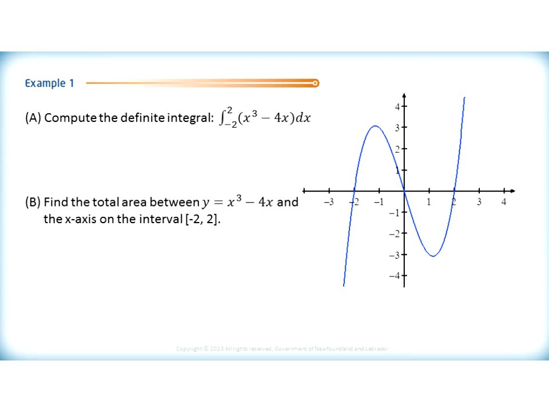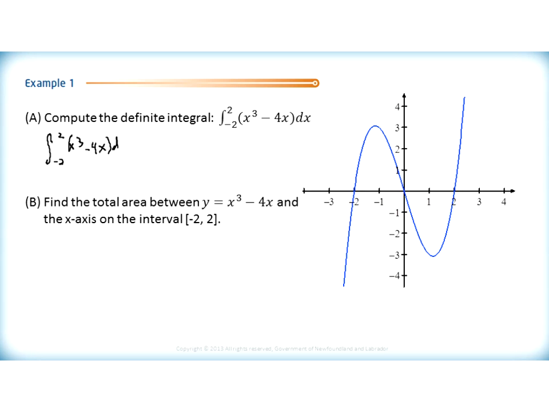Example 1, compute the definite integral. So we can do that. So ignore the graph for now. We're just going to compute the definite integral here and see what we get. So the integral from -2 up to +2 of x cubed minus 4x dx.